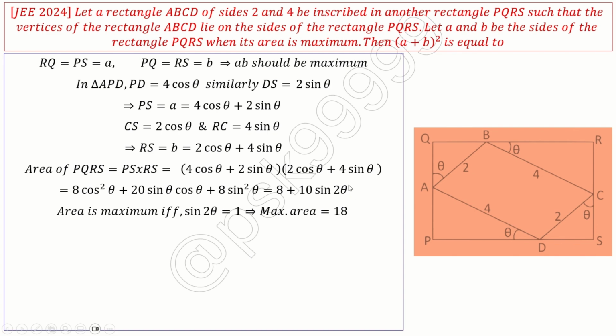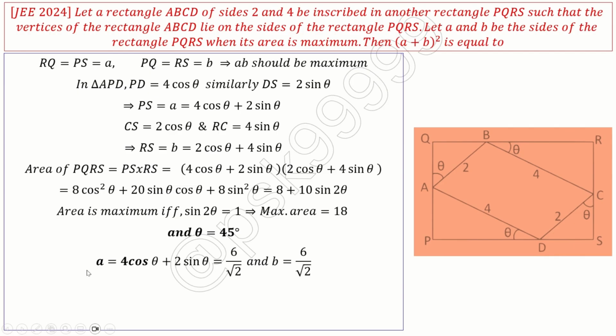This will be maximum if sin 2 theta equals 1, because sin always ranges from -1 to 1. So the maximum of sin is basically 1. When it is 1, you get the maximum area, which is nothing but 18. Now, if sin 2 theta equals 1, that means 2 theta is pi by 2, 90 degrees, or theta is 45 degrees.